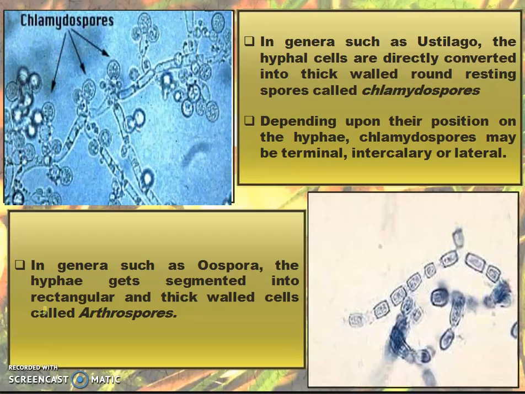So coming to next, chlamydospores. In the genus Ustilago, the whole hypha develops thick-walled rounded cells, directly converting into rounded spores. These are called chlamydospores, and depending upon position, chlamydospores can be intercalary, terminal, or lateral. Another is oidia, or arthrospores. What happens is the whole hypha divides into small fragments, small segments, and forms rounded bodies called oidia or arthrospores.